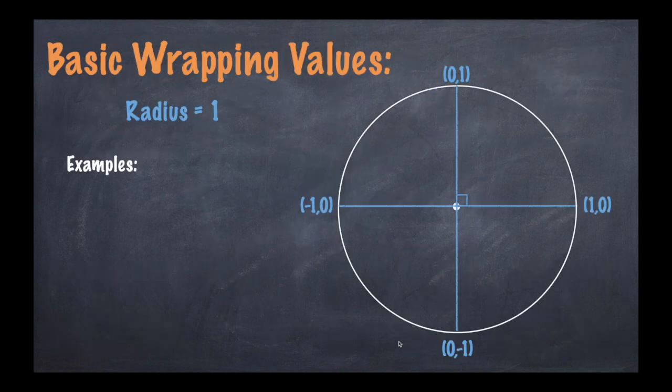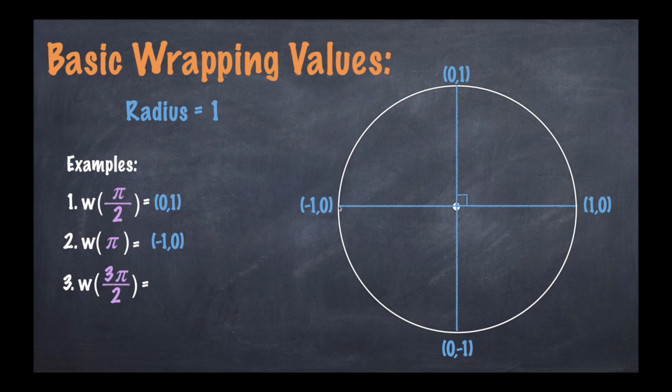Some examples. The way that your questions will look when we're talking about wrapping values would be like this. The W standing for the wrapping value of pi over 2. So because pi over 2 is at the top of the unit circle, since the position there is 0, 1, its wrapping value is 0, 1. For number 2, if we're talking about pi, pi is in this position over here. So the associated wrapping value of pi would be negative 1, 0.